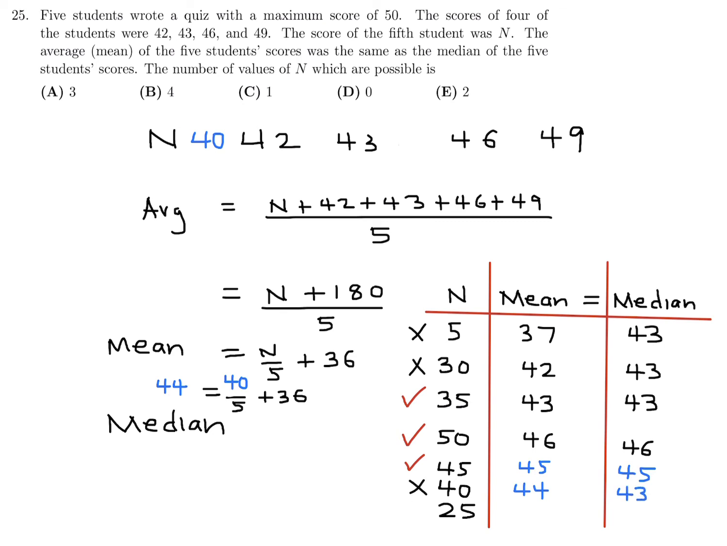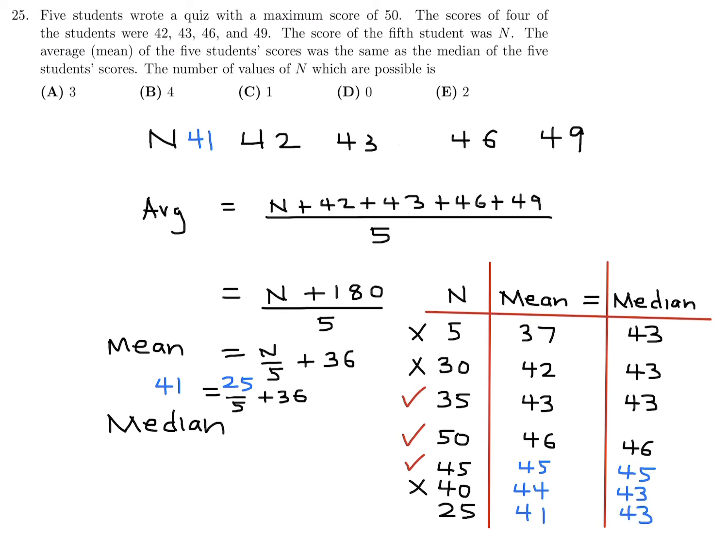But let's just try 25, just to be thorough. It's certainly not going to be a correct answer choice, but let's just see. If it's 25, we've got 25 divided by 5, which is 5. 5 plus 36 is 41. So that means my mean is 41. 41 goes here, and therefore my median is 43.